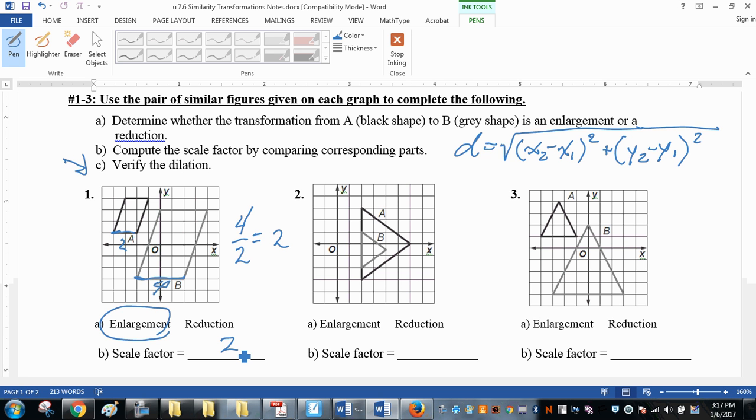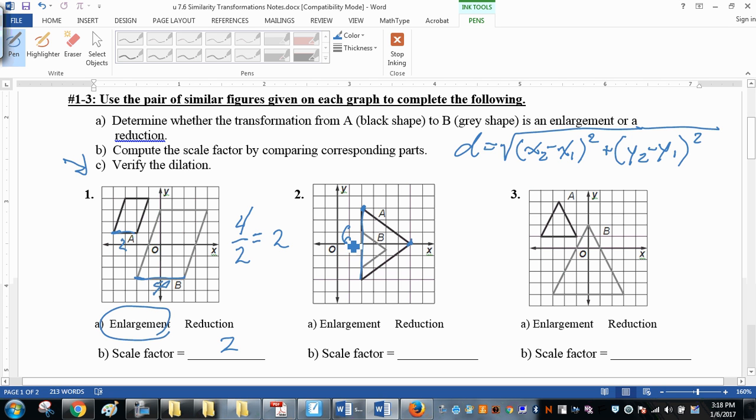All right, again, look at number 2. I could use the distance formula if I wanted to find the length of this side. Sure, that'd be great. But it's much easier for me to use this vertical one because all I have to do is count. 1, 2, 3, 4, 5, 6 units.